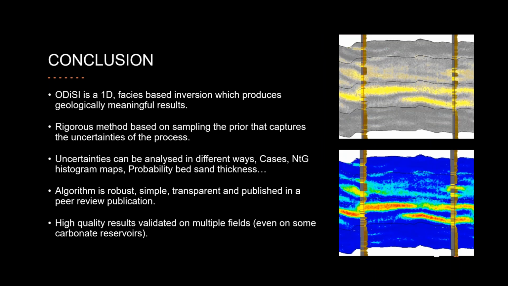As a conclusion on ODiSI, ODiSI is a 1D facies-based inversion which produces geologically meaningful results. It's a rigorous method based on sampling the prior that captures the uncertainties of the process. Uncertainties can then be analyzed in different ways: cases, net to gross histogram maps, probability of bed thickness, and so on. The algorithm is robust, simple, transparent, and published in a peer-reviewed publication. We have high-quality results validated on multiple fields and even on some carbonate reservoirs.